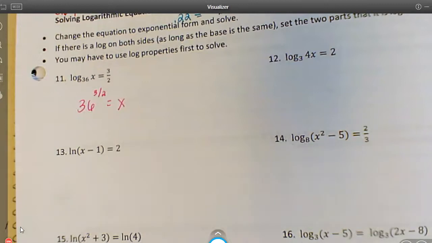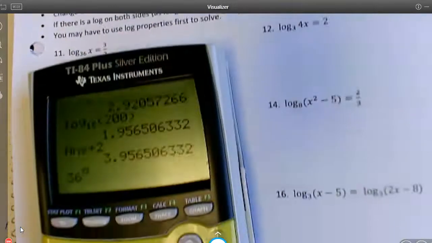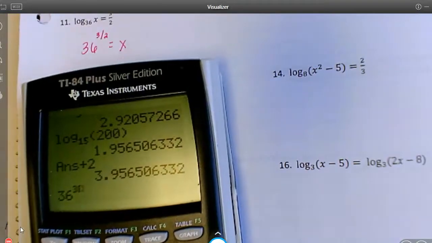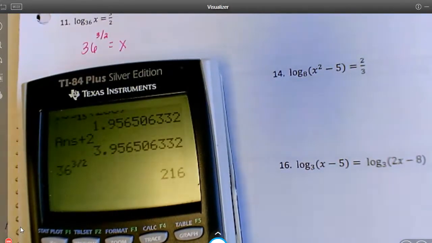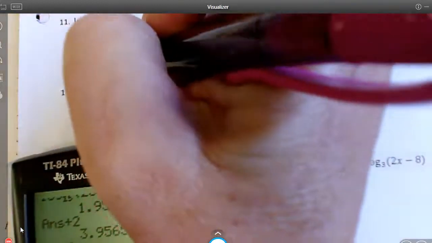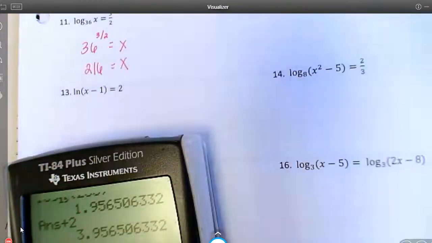You might could figure out what 36 to the 3 over 2 is without doing anything. You could also just plug that in the calculator. 36 to the 3 over 2. We get 216. So x is 216.